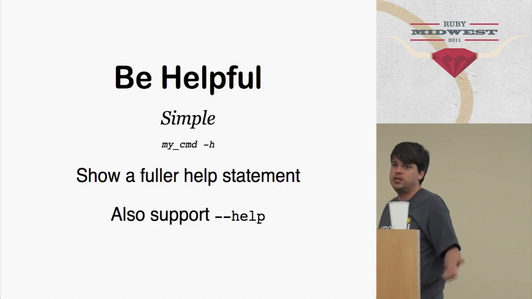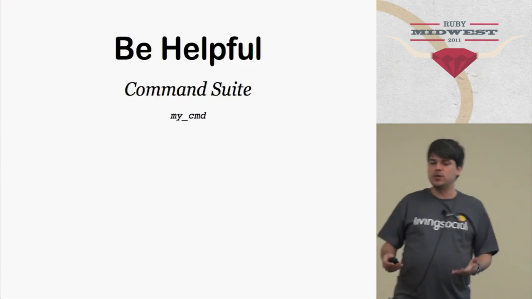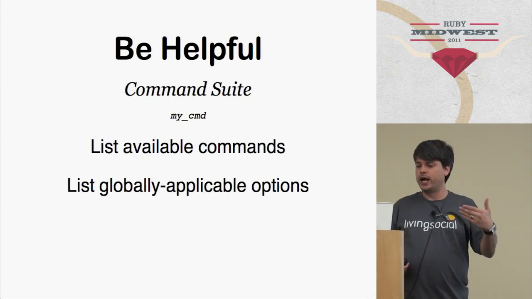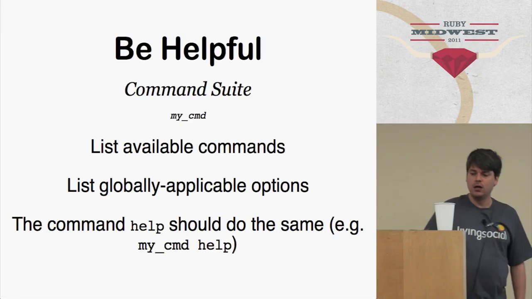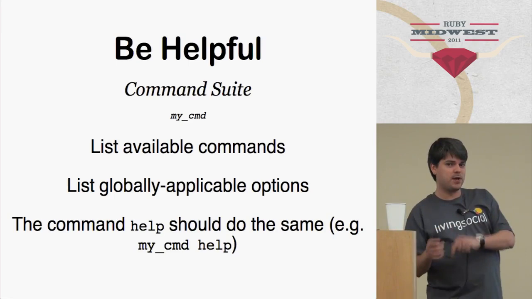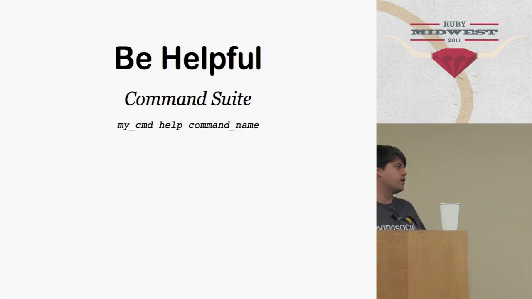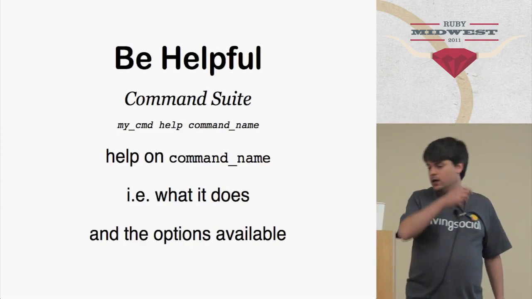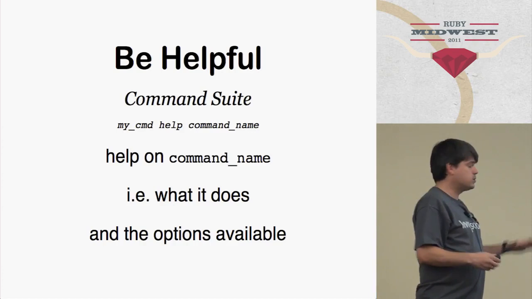For a command suite like Git or gem, when you type it, it's going to do essentially what Git does, which is just dump out a list of what the available commands are and what the globally applicable options are, the options you can use with every single command. It should also have a command called help, and when you run your command giving it the help command, it should do the exact same thing. The help command, though, takes an optional argument, which is the name of another command, and then it should show you the help of that command, including what it does and what all the options and arguments are that are available. So all this stuff is actually really easy with Ruby, as we'll see.